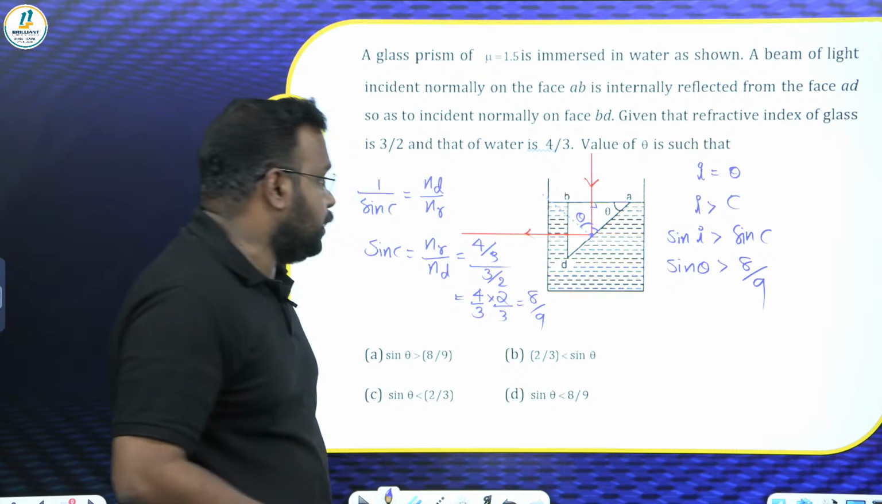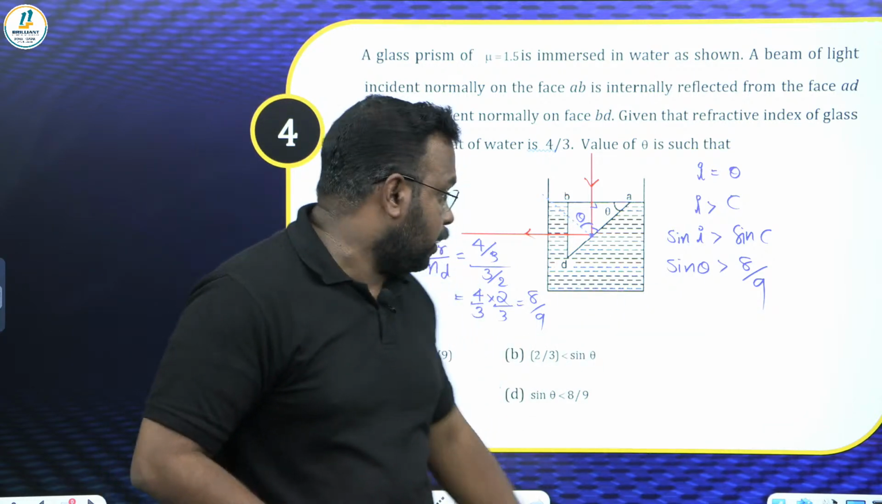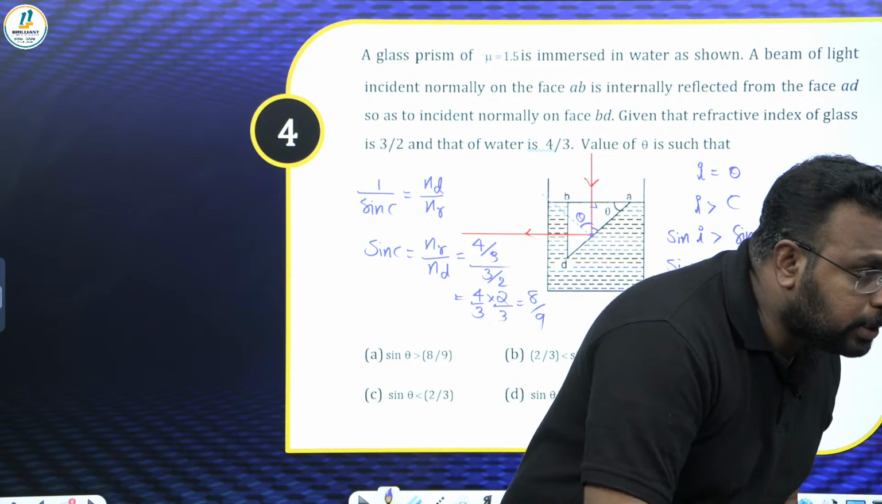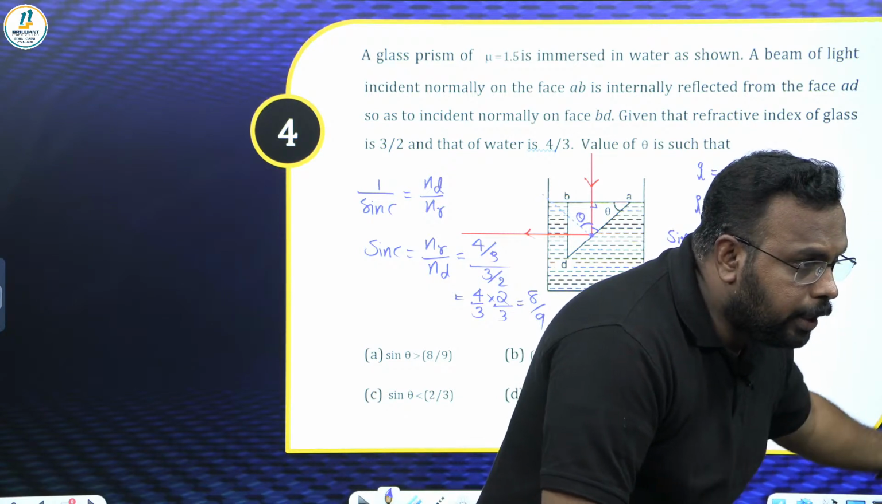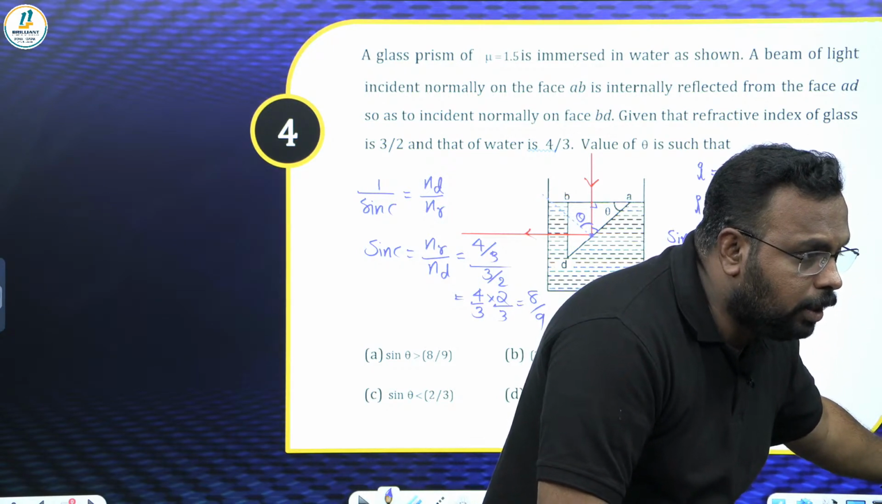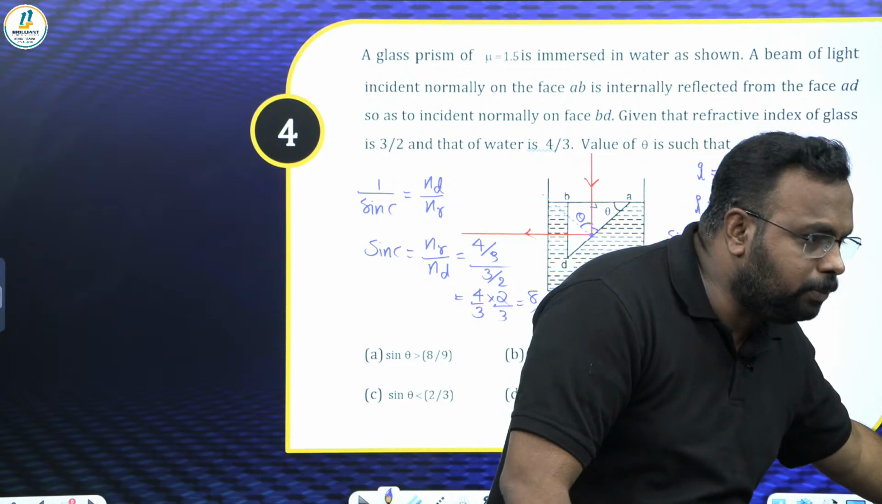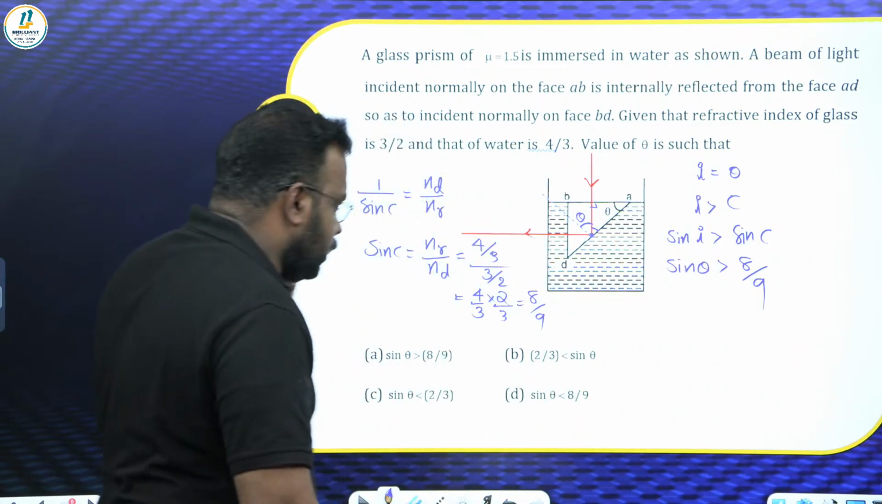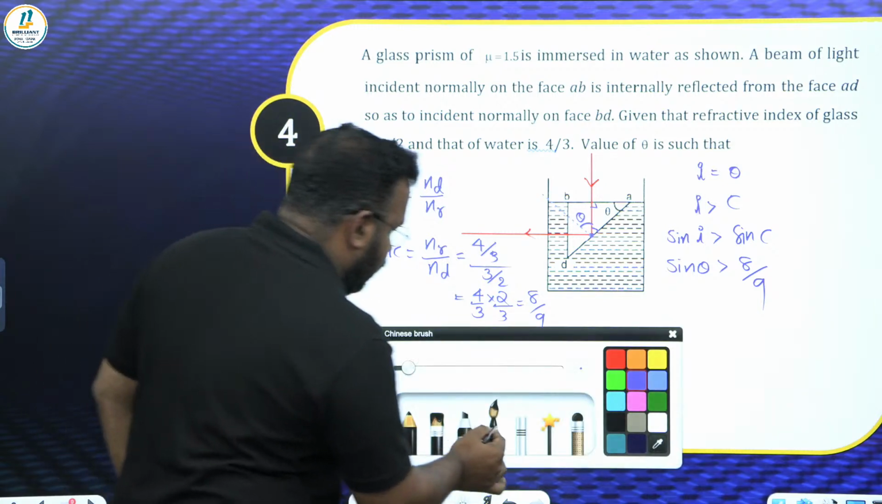Now you can comment your answer. What is the condition for TIR? Sin theta is greater than 8/9. Yes, I can see the answers. Yes, Chris, G, Hisham, Sanj, very good. Veda, Dhwani, yes, correct. The answer is option A.